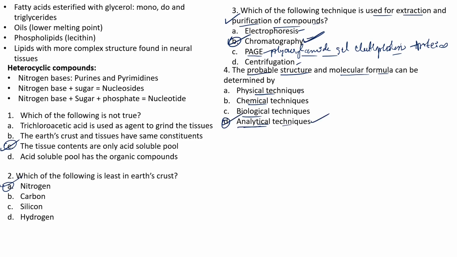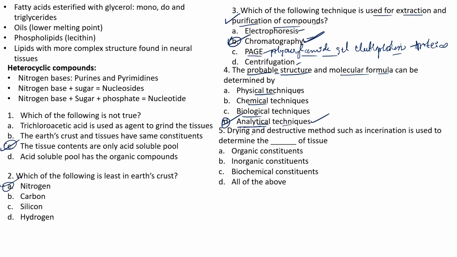Probable, what do you mean by probable? Probability, okay? Maybe or may not be. That appears to be true initially, or it may even be false later on, right? So hence D is our right answer.